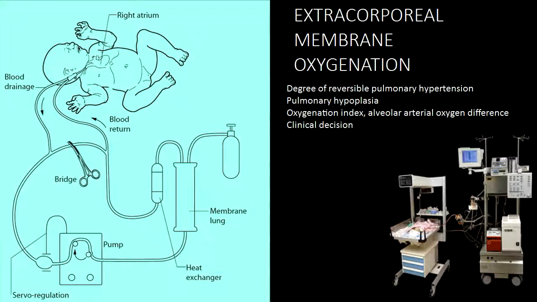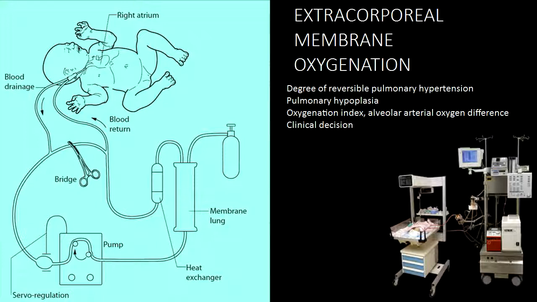So the decision of whether to put on extracorporeal membrane oxygenation, ECMO, is very important. The decision can be taken based on the degree of reversible pulmonary hypertension, whether pulmonary hypoplasia is present, and depending upon the oxygenation index and alveolar arterial oxygen difference. Even though all these parameters can help us, it is finally a clinical decision.